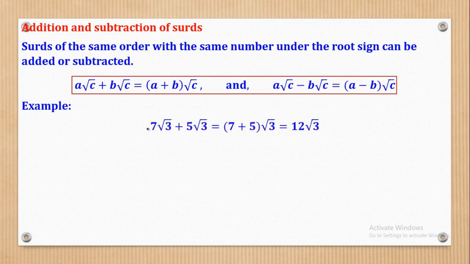For example, if I have 7 root 3 plus 5 root 3, realize that this is root 3, meaning that this 7 and this 5 can be added together to come up with 12 root 3. Similarly, when I subtract, it means that this 7 and this 5 can be subtracted to come up with 2 root 3.